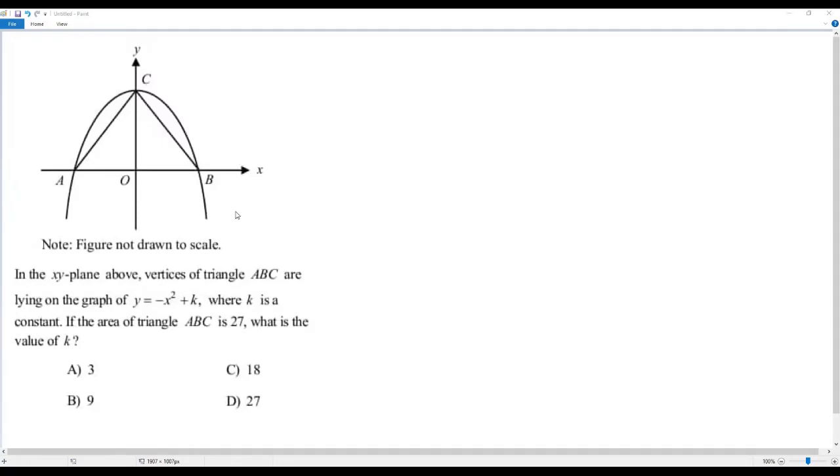Here we have a set math problem. Okay, let's go to the question. In the xy plane above, vertices of triangle ABC are lying on the graph of y equals negative x squared plus k, where k is a constant. If the area of triangle ABC is 27, what is the value of k?